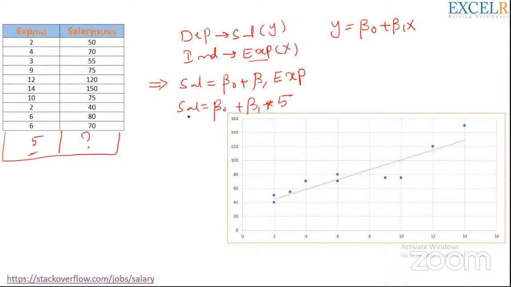So in order to find out the salary for a person with 5 years of experience, what do I need to know? I need to know beta naught and I need to know beta 1. So from where will we get these? From this data set, we are going to estimate them.